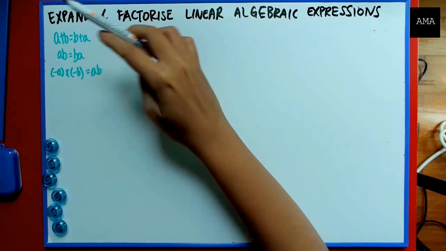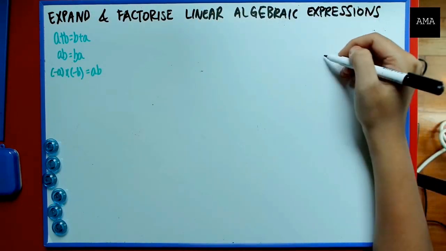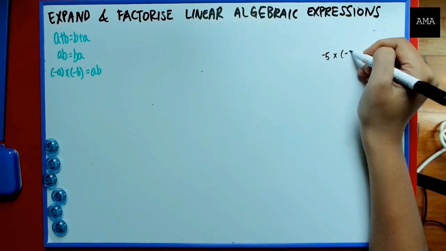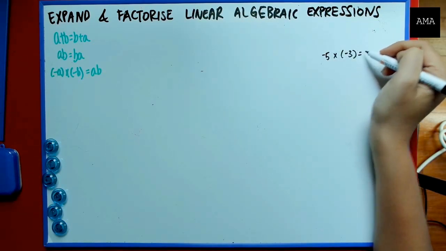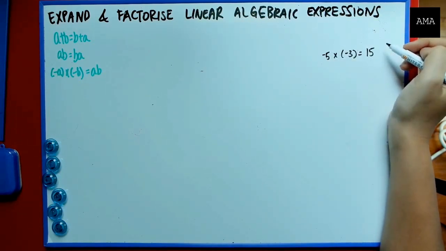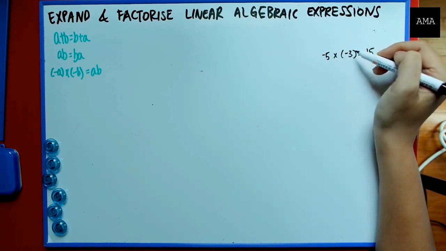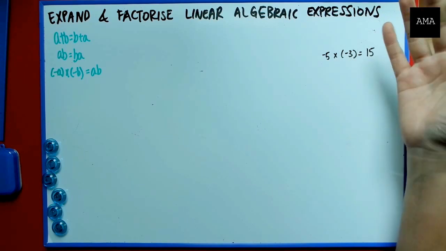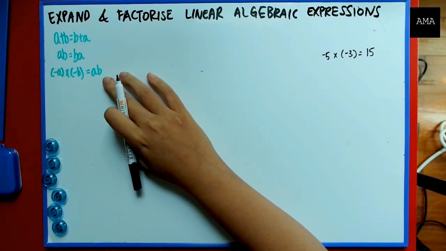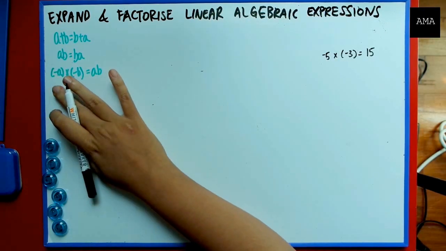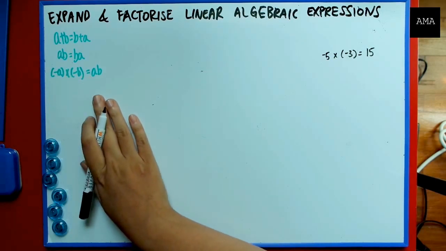Okay, so that means we know this with numbers, right? I hope that you know this. If I have minus 5 times minus 3, I get a positive 15 because the negatives cancel each other out. When I have two of them, it becomes positive again. So it's the same for algebra, okay? Negative times negative, I get positive, okay?